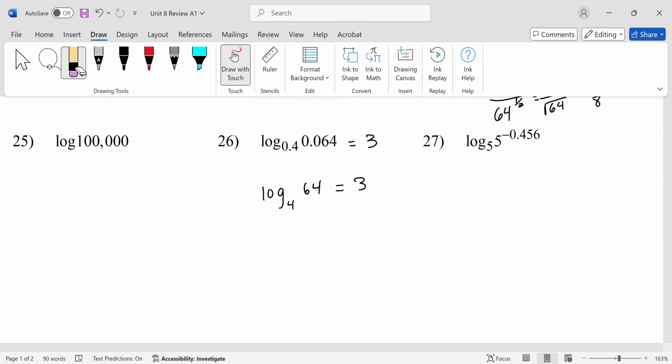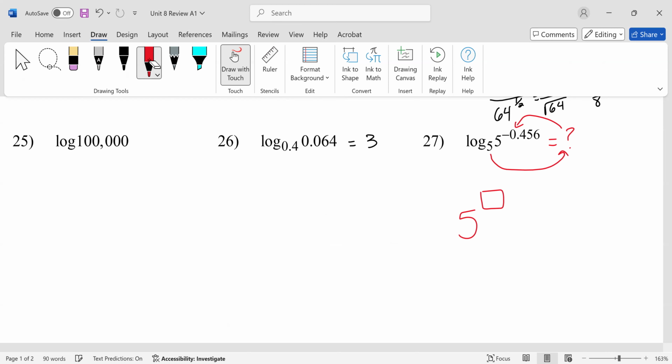Okay, next problem. I'm going to turn this into an exponential. I want to know what the answer is. So this is 5 to the power of what will give you this answer? What should I put in the box so that they match? The same number. I want these to match. So this is negative 0.456. So the answer is negative 0.456.